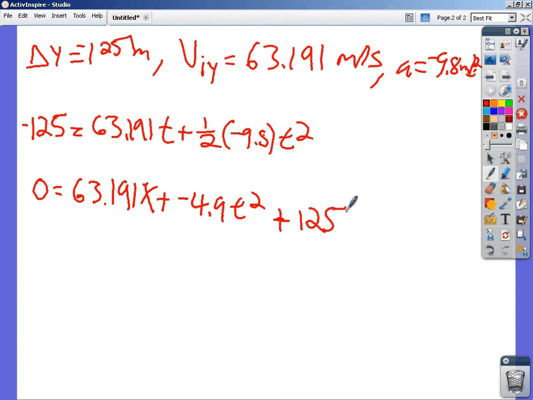Okay, and unfortunately I can't show you this, but you do 63.191 x minus 4.9 x squared plus 125. Make sure your graphs are turned on.